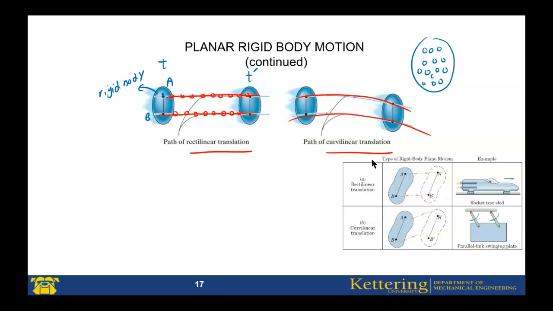Now, one example is a rocket car, just moving. All bodies have a rectilinear translation if moving along a straight path. Also, for a curvilinear one, when this one is moving along this parallel swinging plate, that is an example of a rigid body with curvilinear translation. This is one type of the motion for the rigid body.